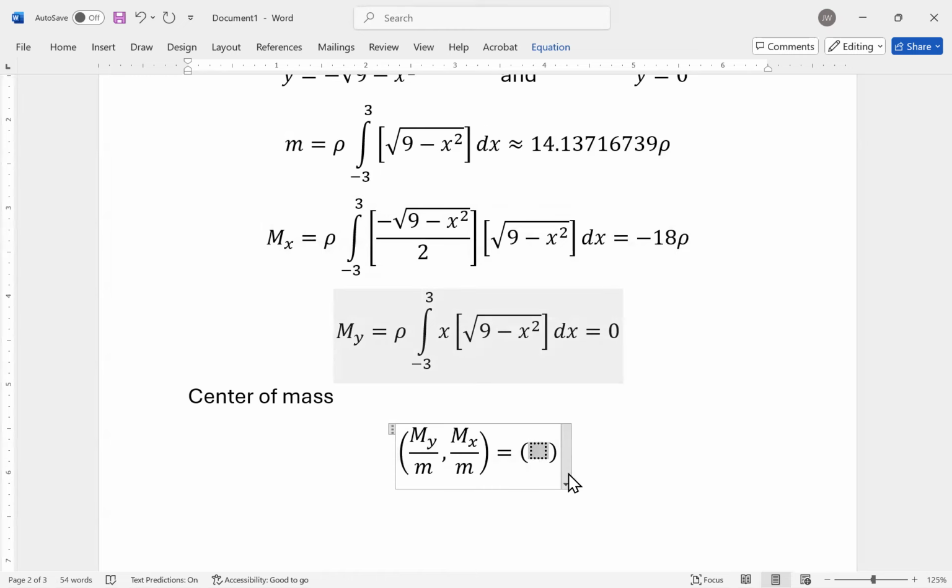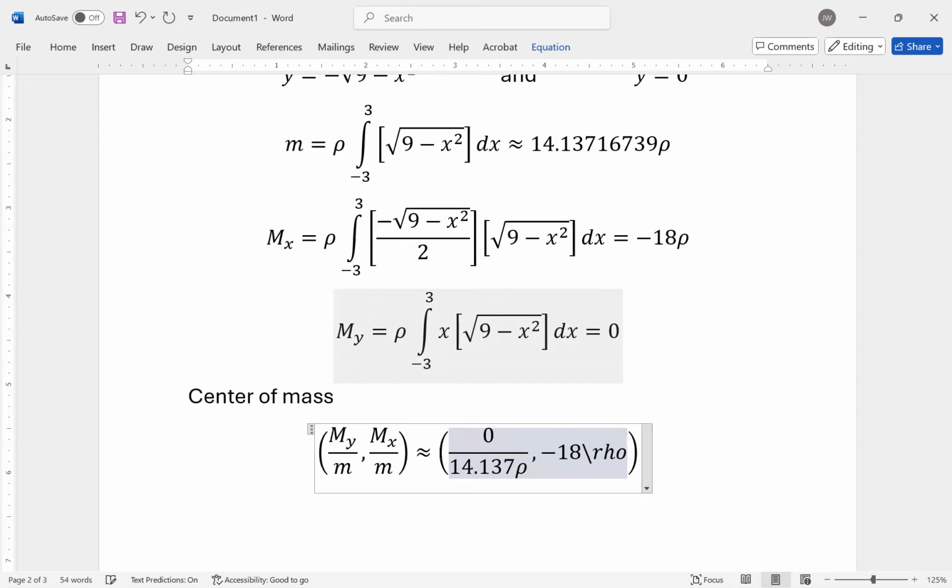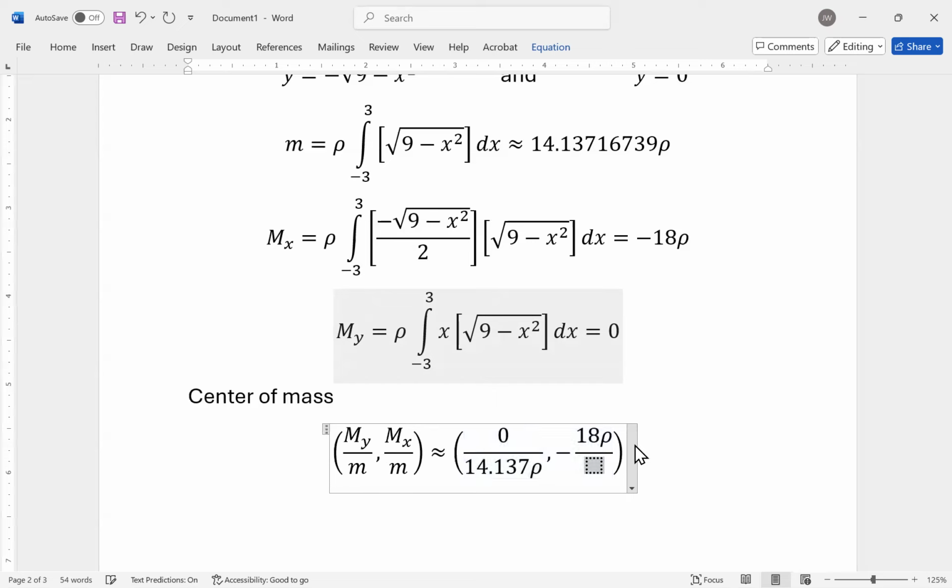My center of mass is going to be 0 over that 14.137 times rho. Again, this is actually an approximate value for the center of mass. That's the x value. And then for the y value, we're going to take negative 18 times rho and divide that by the 14.137 times rho.